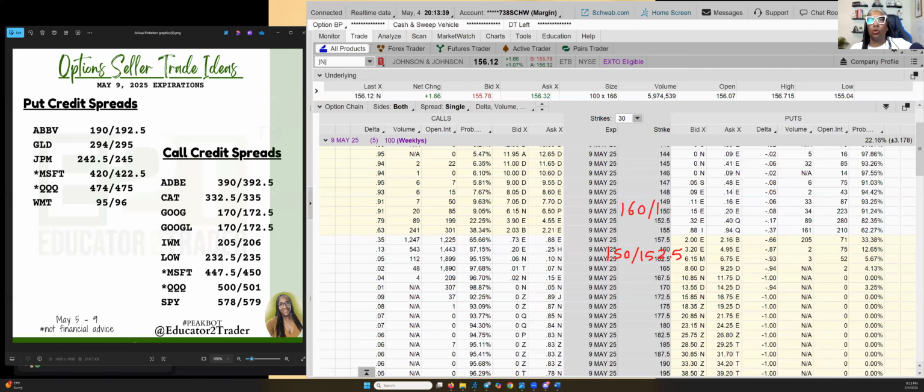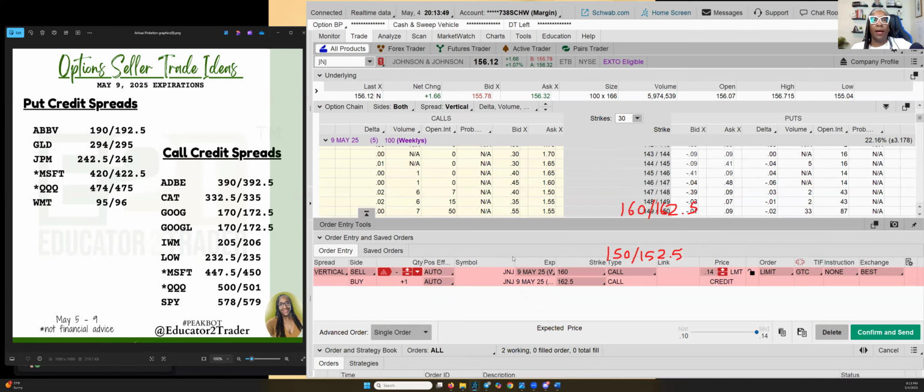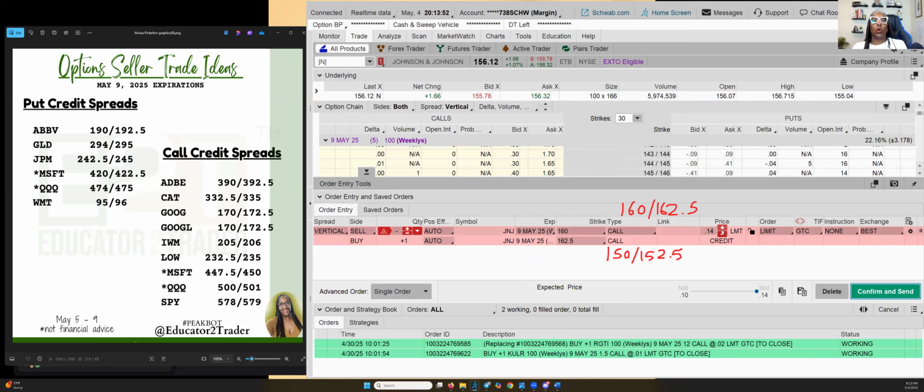160, 162.5, if you wanted to do an iron condor, which it looks like it could potentially do fine there. That's another $14, so $32 total. The bottom was 18 and the top is 14. $32 total for the iron condor if you wanted to do the call credit spread and the put credit spread. So this would be CCS and this would be PCS.